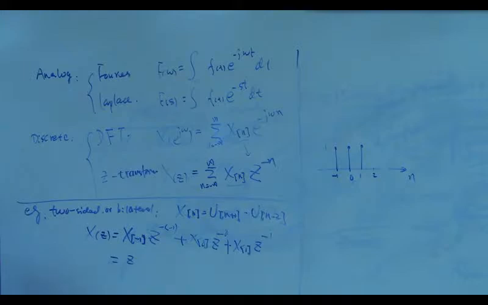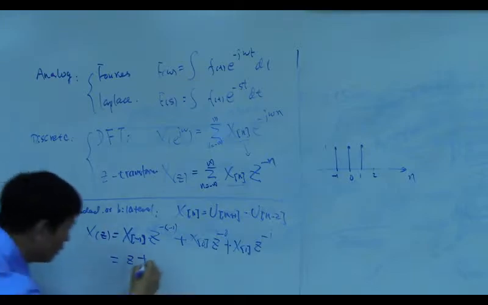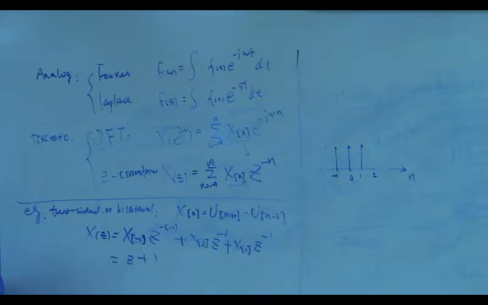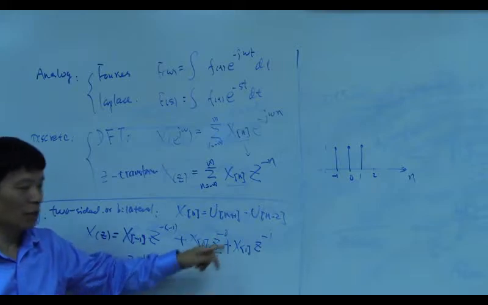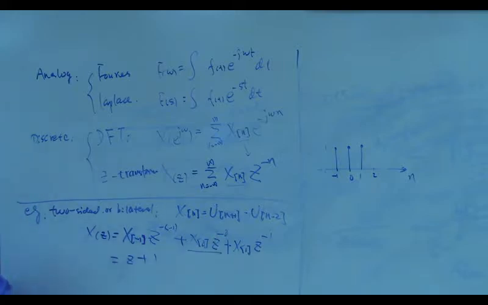Yes or no? Yes, okay. What's next one? Is the second term equal to 1? It's equal to x[0], which equals 1. How about z to negative 0? That's 1. 1 times 1 is 1. Yes, that's good, right? Alright.